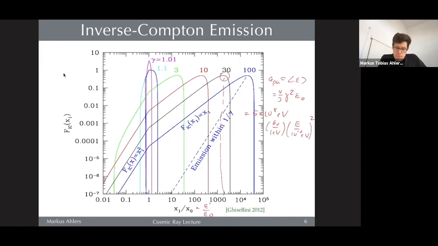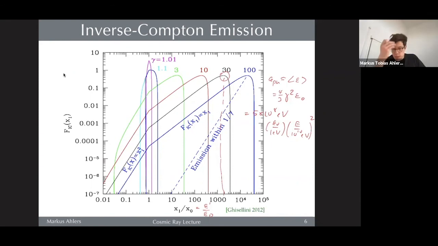So the inverse Compton energy for upscattered background photons is typically much larger than the synchrotron emission in a magnetic field. And that's the reason why inverse Compton scattering is one of the candidate emission models for high energy emission of supernova remnants.